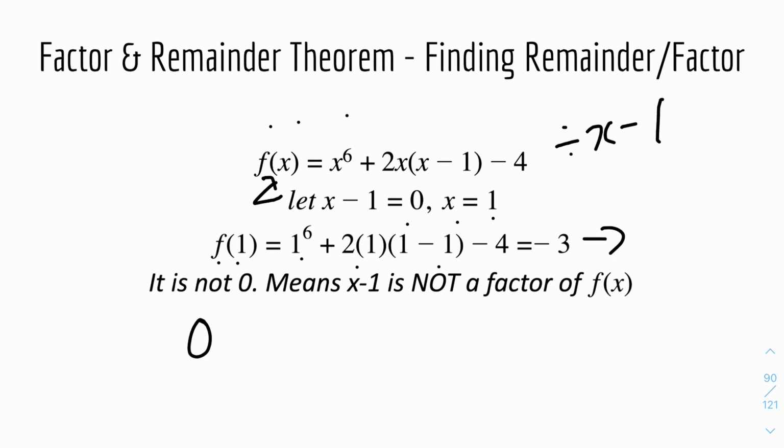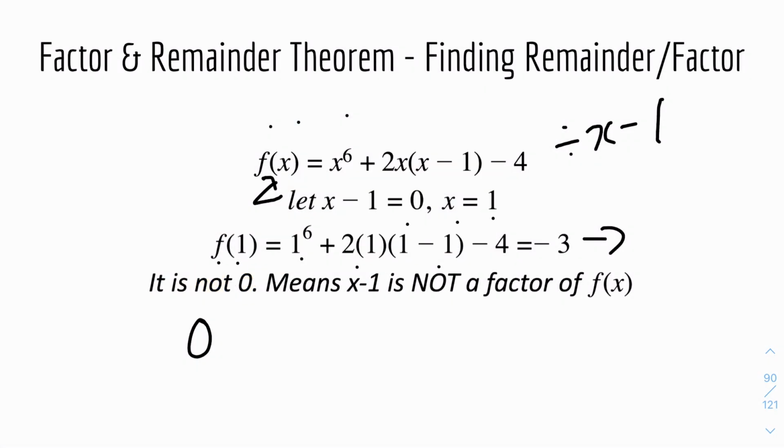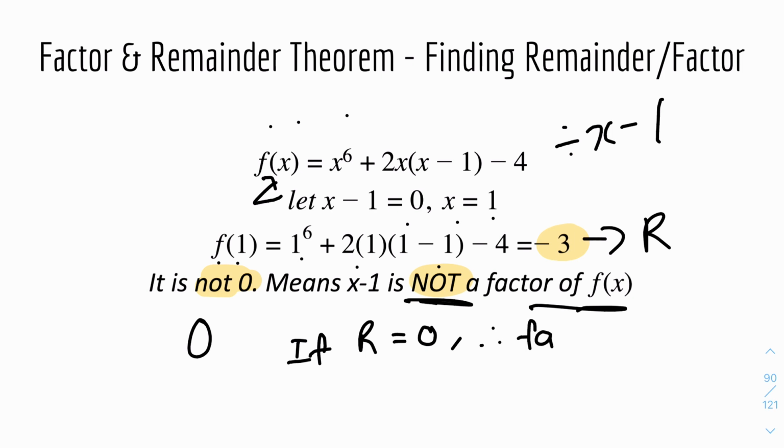It is not 0, because the remainder is not 0. That means that x minus 1 is not a factor of f of x. So let's just say it is a remainder. If the remainder is 0, that means that it's a factor of the whole function. If the remainder is not 0, then it's not a factor.